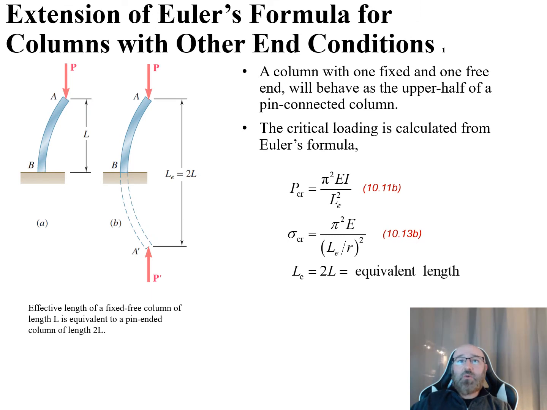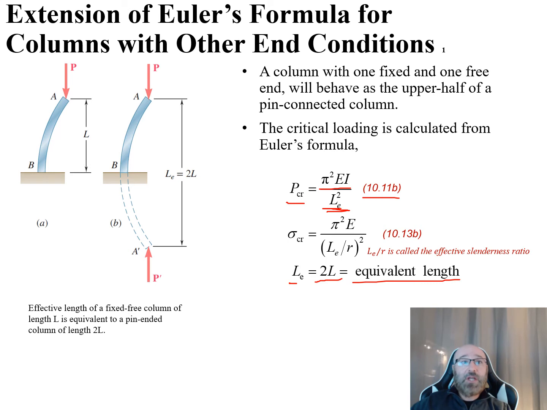So now let's take a look at equation 10.11b. For this, we can see that our critical load, P sub CR, is equal to pi squared times our modulus of elasticity times our moment of inertia, all divided by this new variable, LE squared. Well, what is LE? LE is our equivalent length, and LE is going to be 2 times our L.